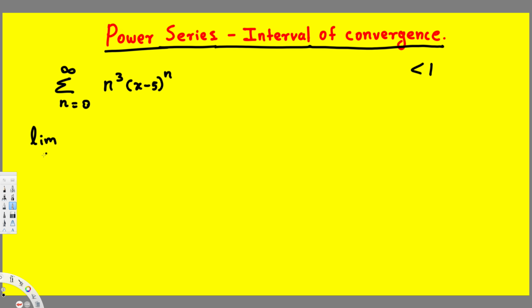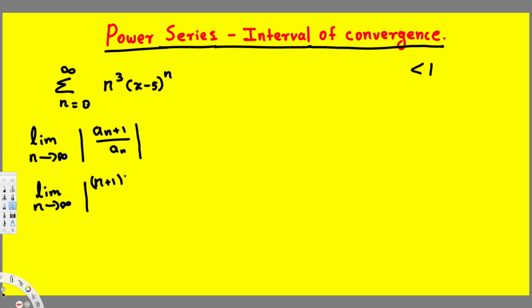Here, limit n approaches infinity, and the ratio test is basically we take the absolute value of a_(n+1) over a_n. So this is what we do in the ratio test, right? a_(n+1) is basically we add 1 to the n. Wherever we have n, we just add 1 to that. So here we are going to have (n+1) cubed times (x-5) to the power n+1.